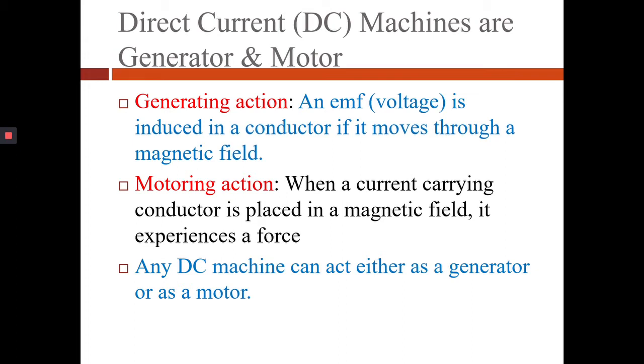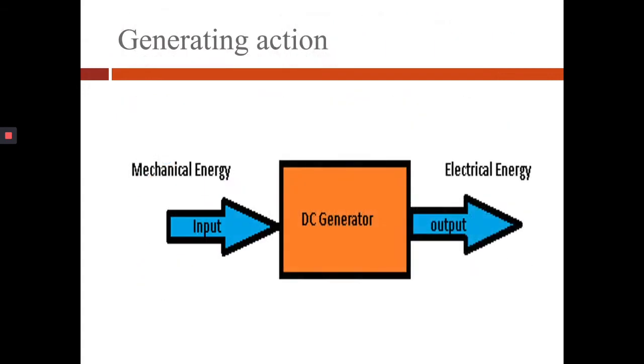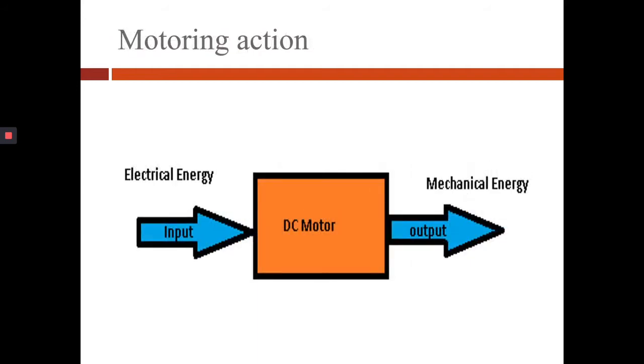And when a current carrying conductor is placed in a magnetic field, it experiences a force. It is called as motoring action. Any DC machine can act either as a generator or as a motor. When mechanical energy is converted into electrical energy, it is called as generating action. And when electrical energy is converted into mechanical energy, it is called as motoring action.